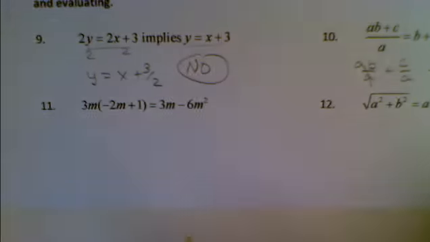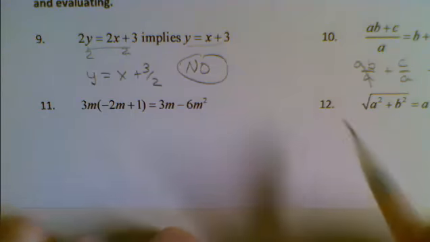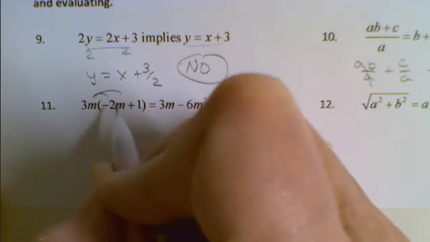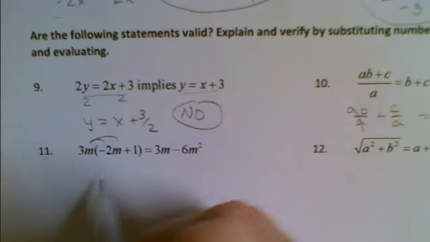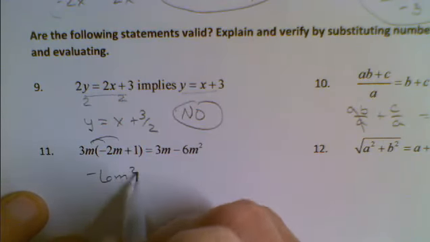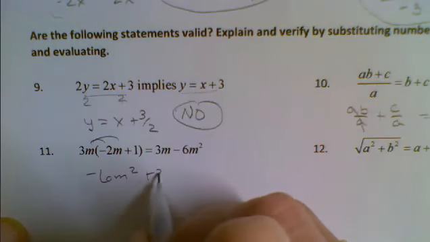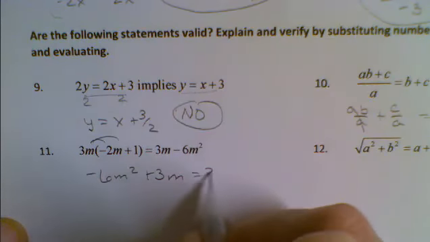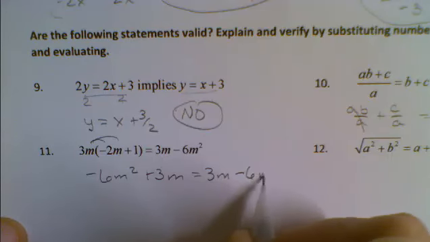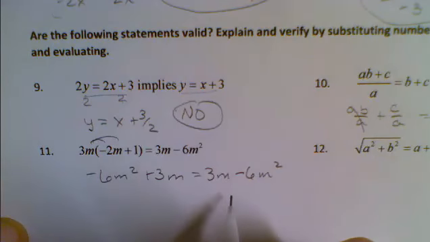This one looks like we need to do a little distributing. So I'm going to get negative 6m squared. I'm going to get plus 3m. Is that equivalent to 3m minus 6m squared? Yes, it is. Those are the same thing, even though they're different order. They have a positive 3m and a negative 6m squared. So yes, it is.